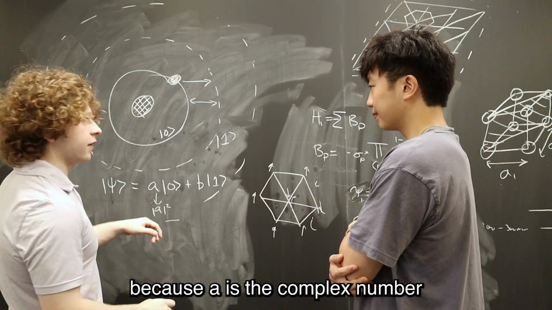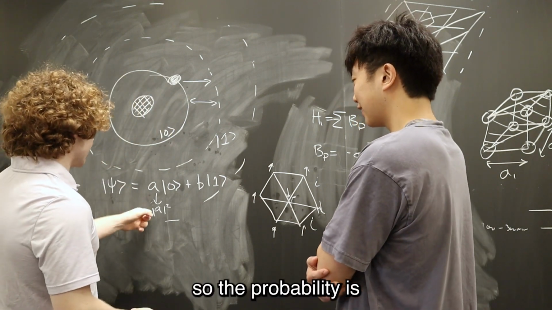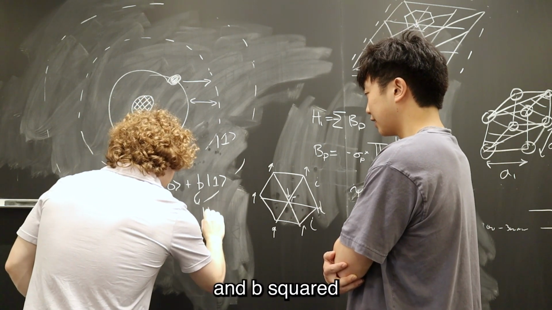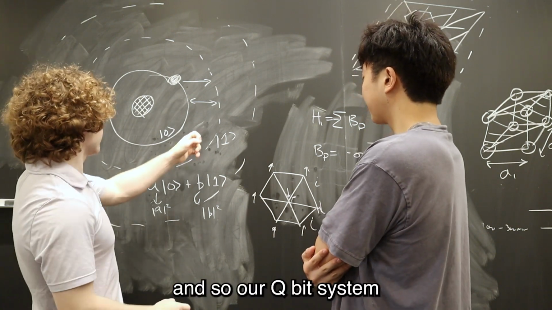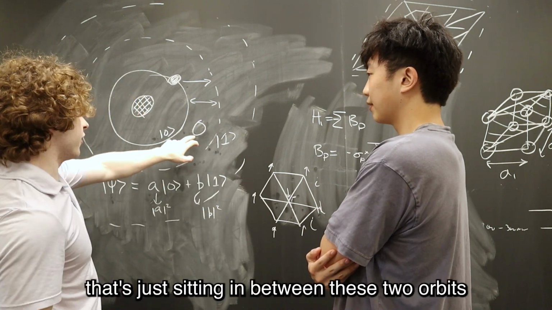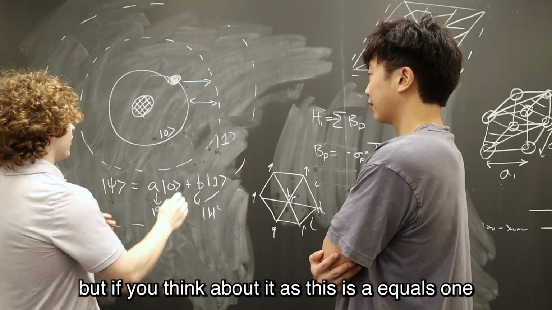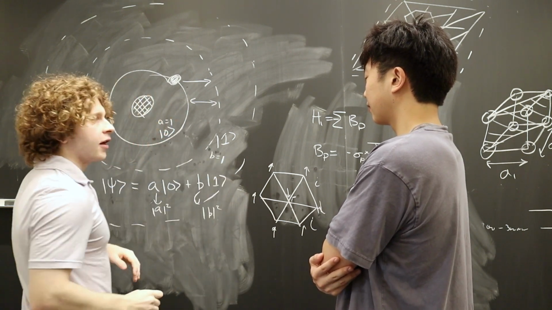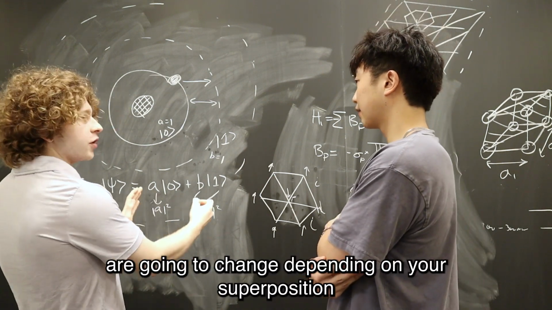Really, it's the mod squared because A is a complex number, but again, don't worry about that. Right? So the probability is A squared that we measure it in the 0 state and B squared of measuring it in the 1 state. And so our system doesn't exist in the middle here, right? We don't have an electron that's just sitting in between these two orbits. But if you think about it as this is A equals 1, right? And this is B equals 1, then you're kind of in between, right? Because A and B are going to change depending on your superposition.